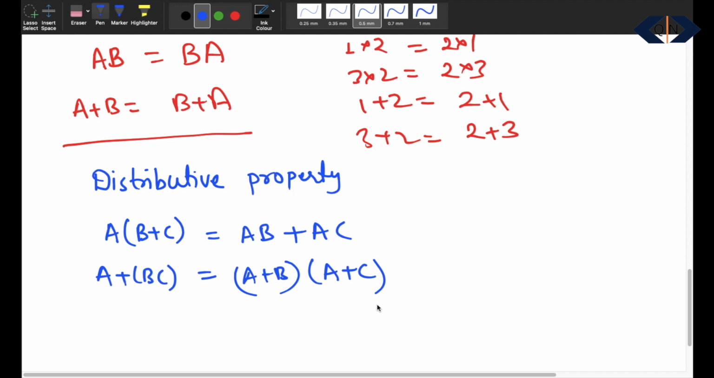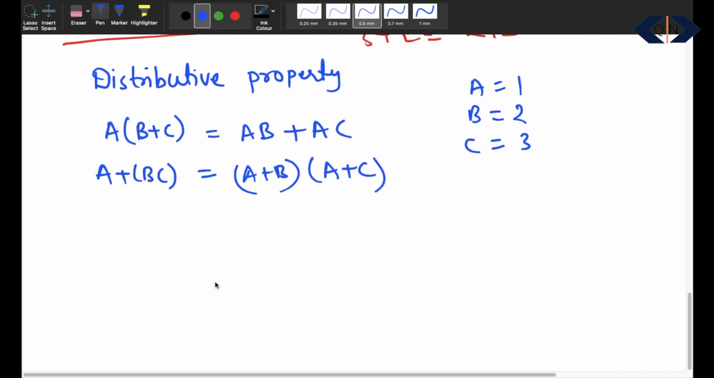But is it true? Let's check. Suppose A is equal to 1, B is equal to 2, C is equal to 3. This is general mathematics. First we are checking for general mathematics. So 3 plus 2 is 5, 5 into 1 is 5, and AB, 2 into 1 is 2, and AC, 3 into 1 is 3. So 5 equals 5. So the first condition is satisfied.